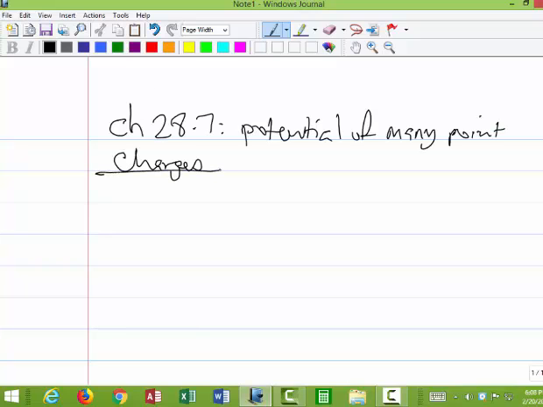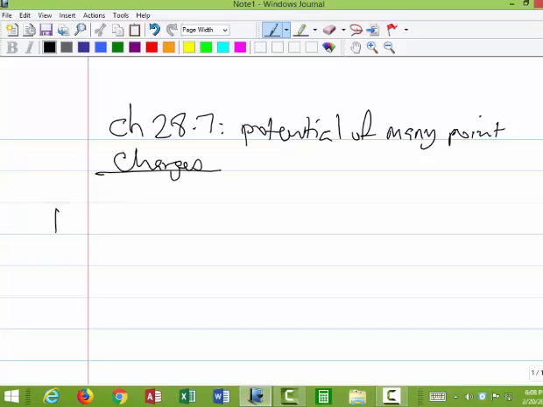So we looked at the electric potential of a point charge last time. Today we're going to look at the potential of many point charges. We'll just use the superposition principle to do that. This is chapter 28, section 28.7, potential of many point charges.